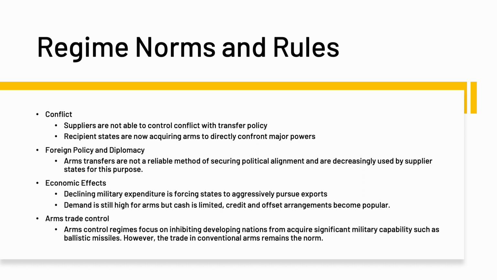When we look at arms trade control, we see the Missile Technology Control Regime come into play here, and you're seeing other control mechanisms for super high tech goods primarily going to developing nations. So, arms control regimes during this period of time are focusing on inhibiting developing nations from acquiring significant military capabilities such as ballistic missiles. But the average trade in conventional arms still remains the norm and remains fairly uncontrolled today.